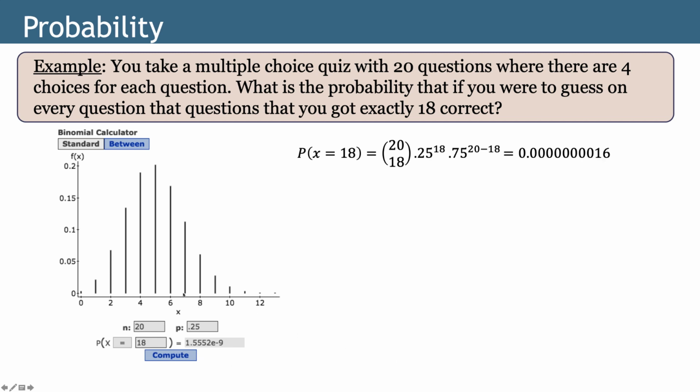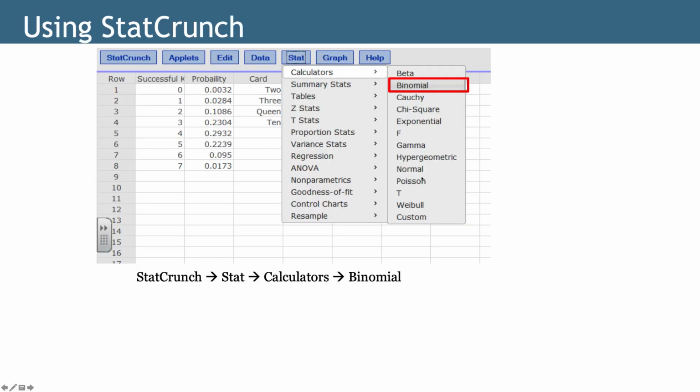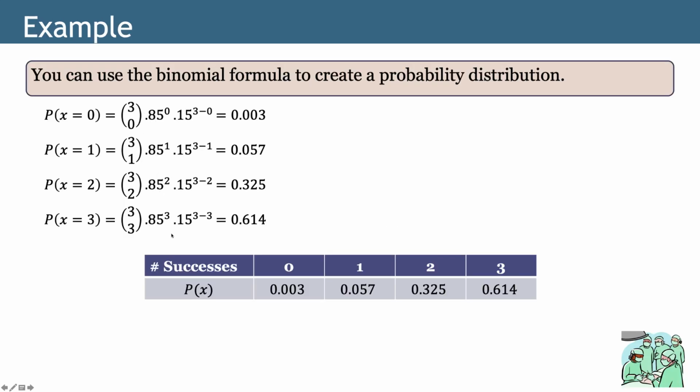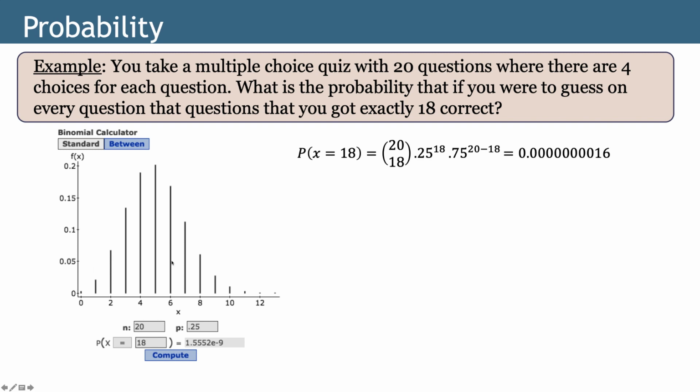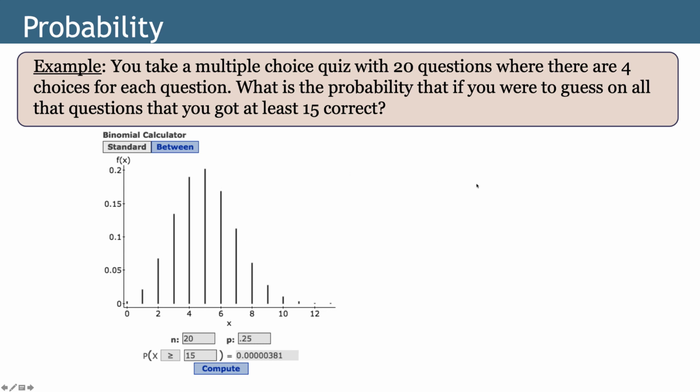So you don't need to go through and calculate all these out. StatCrunch does it. So these heights represent all those probabilities. They're all calculated out here, and then if you just type in whichever one you want to know, it'll spit it out. Okay. Now another nice thing about this is, what if I tweak this question a little bit? So what's the probability you got at least 15 correct? That's like saying I got 15 or 16 or 17 or 18 or 19 or 20 correct, right?